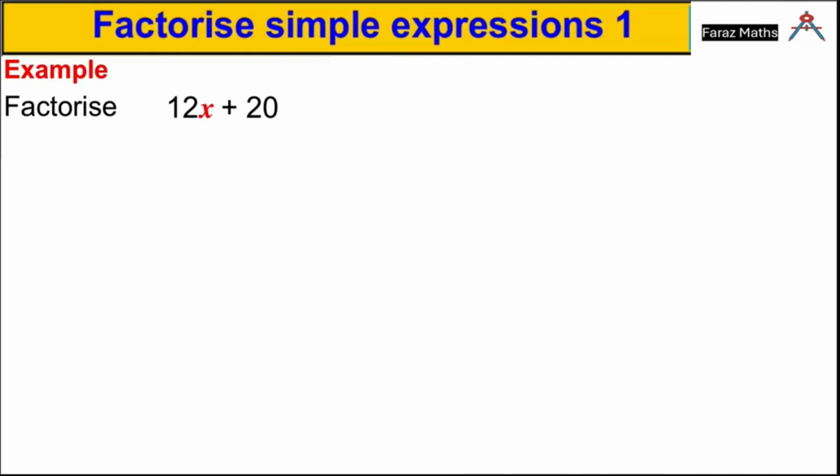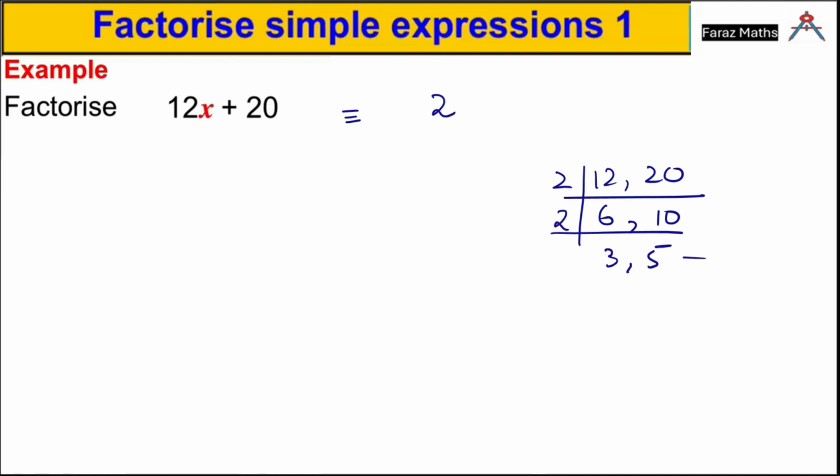Pause the video and try this question by yourself. Between 12 and 20, you may think that 2 is the common factor, but no. The highest common factor is 4, because 2 6s are 12, 2 10s are 20, and then 2 3s are 6, 2 5s are 10. Now you have to stop the division there and multiply these prime numbers. So you'll get the HCF between 12 and 20: 2 2s are 4, that's the HCF.